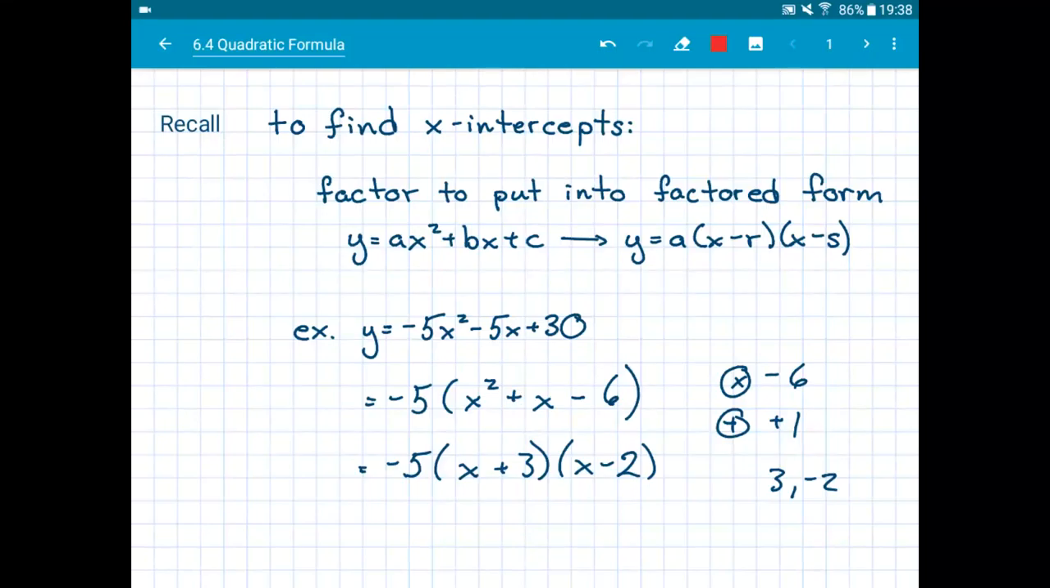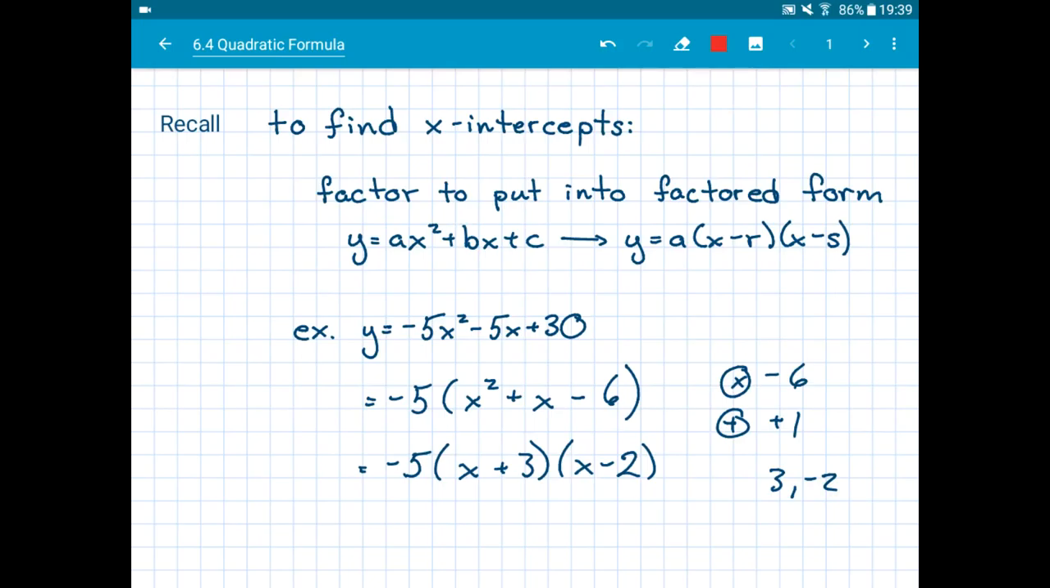Hello everyone, and today we're going to be looking at something that's a little bit more complicated than what we did yesterday. We're going to be trying to find x-intercepts still, but instead of finding x-intercepts when things work out well, we're going to be looking at situations where it doesn't work out so well. Everything was kind of cooked yesterday so that it was quite easy to find the x-intercepts.